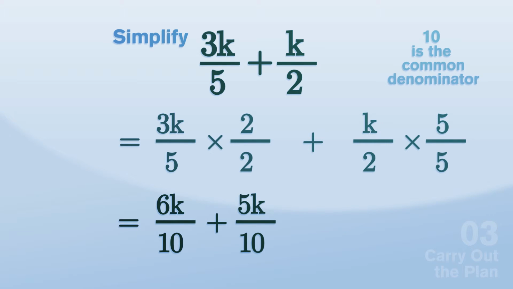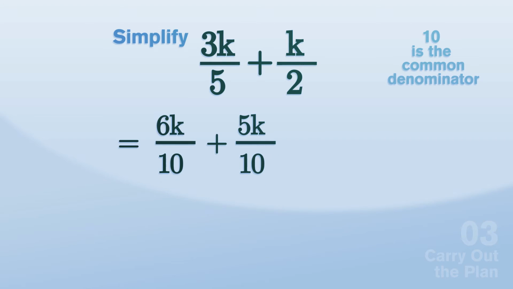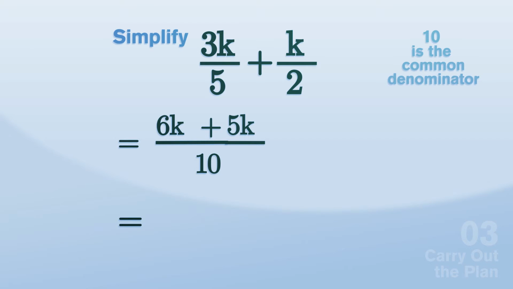Remember, this expression is exactly the same as the first one, because all we did was multiply by 1. But now the denominators are the same, so we can add the numerators and it becomes 6k plus 5k all over 10. 6k plus 5k is simply 11k, so our final answer is 11k over 10. And we can't simplify that further because we don't know what k is, so we're done.